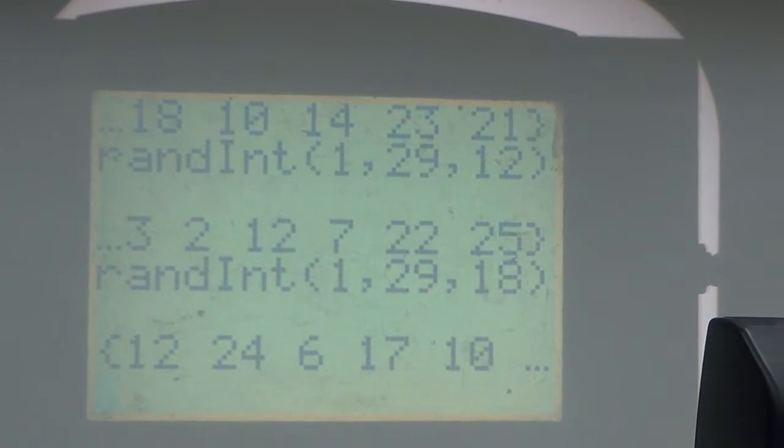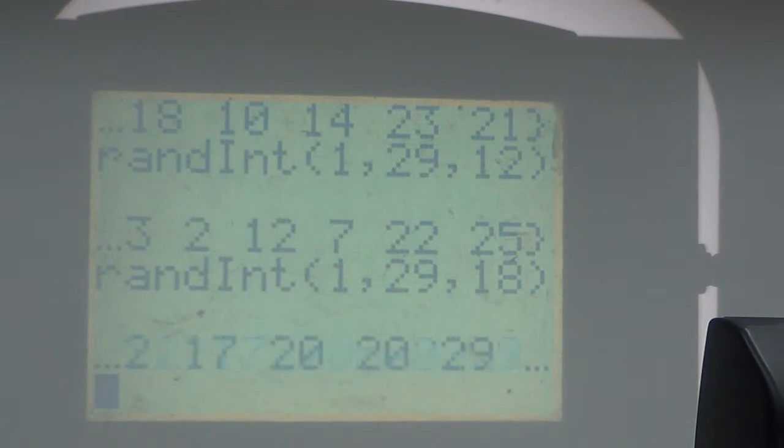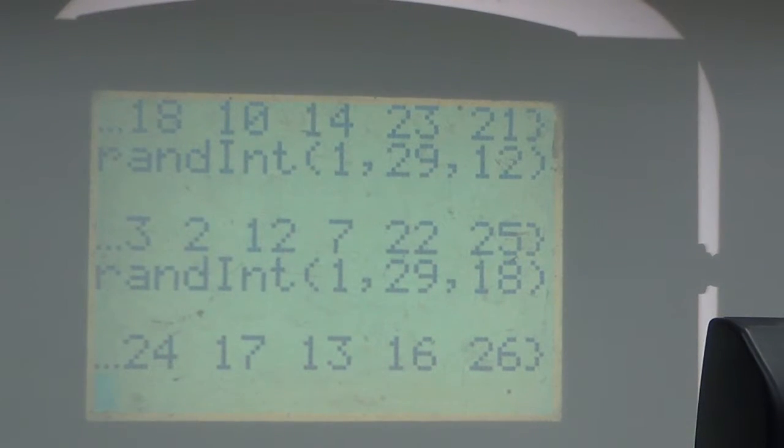However, 12 falls, 24 falls, 6 falls, 17, 10, 10, 17, 12, 17. Pretty cool, three 17s in a row. 20, 20, 29, 24, 17, 13, 16, 26. We lost Ian, we lost Michelle. We've still got 7, which means 22 are now sick, yes? 22 are now sick, yes? So that's the next one, 6, 22.